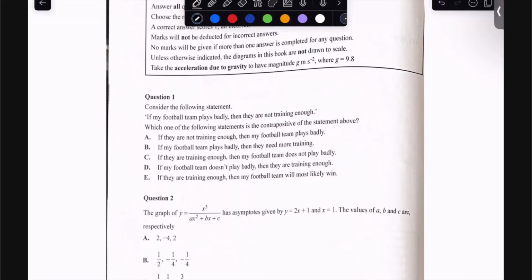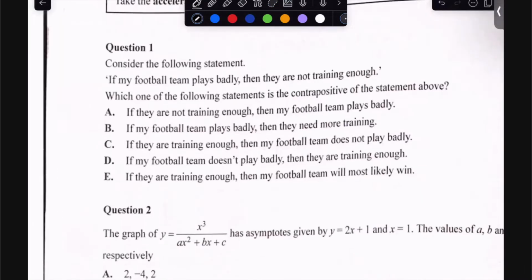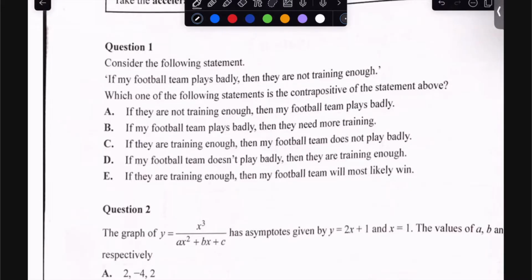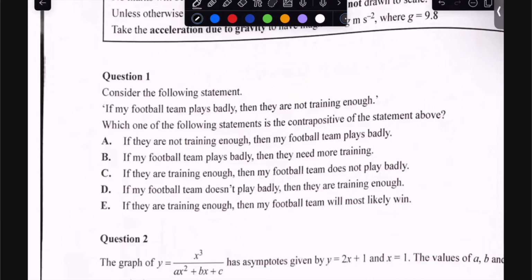So, the first one is a proofs one. Consider the following statement: if my football team plays badly, then they are not training enough. Which one would be the contrapositive? So if P implies Q, then the contrapositive is not Q implies not P. So not Q would be the opposite of not training enough, which is probably training enough. So this one, not that, not that, not that.